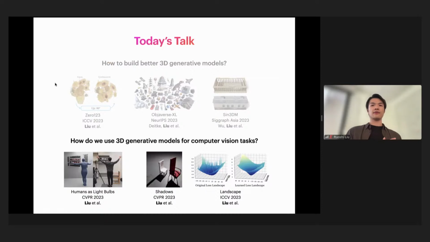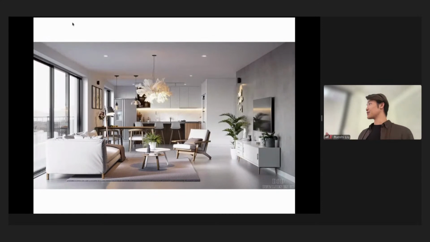Yeah, so that was the first half of the talk, where I talked about how do we get better 3D generative models. In the second part, I want to talk about a few works where I use 3D generative models to solve 3D computer vision tasks, for example 3D reconstruction. So I want to start with an image here. This is a nice image of a living room, and I can guarantee that there's no 3D reconstruction method today that could accurately reconstruct this 3D room, because it's so complex, right?